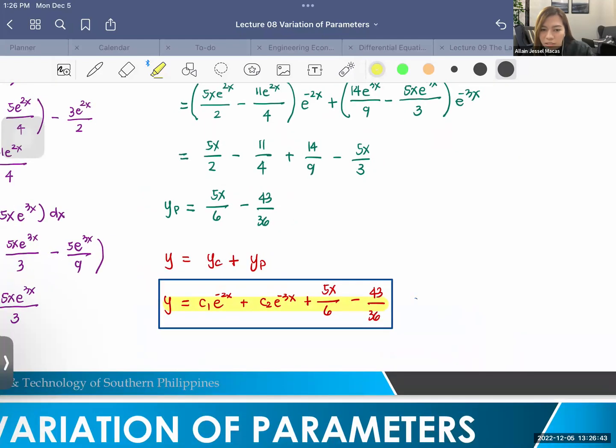Pero, again, I'll emphasize, for variation of parameters, if ever manggaling ako ug i-part sa exam nga paggamiton ang variation, stick lang ako sa second order. Okay?